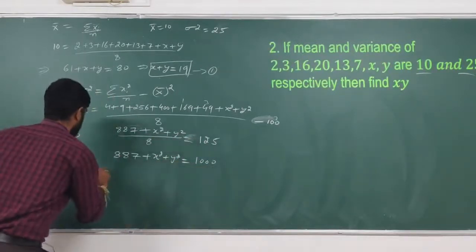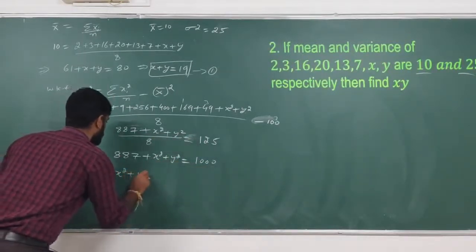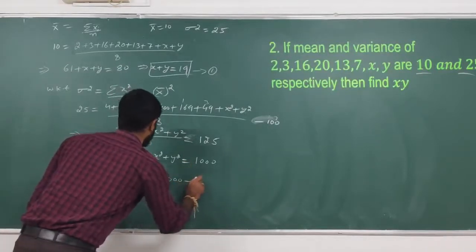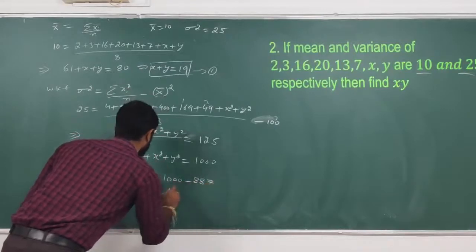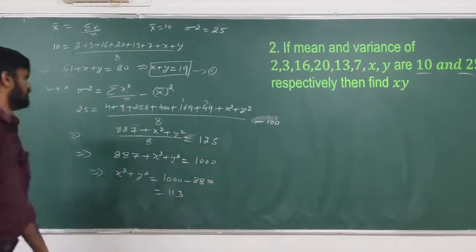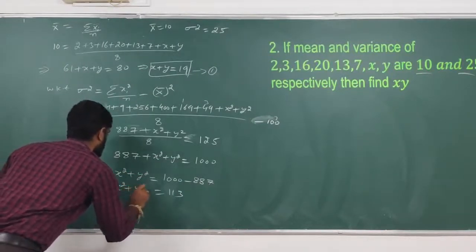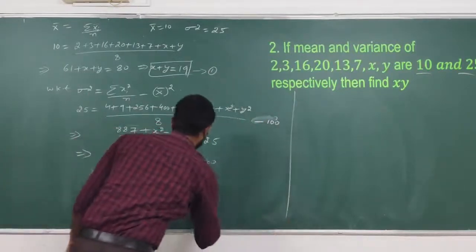Okay. So now we get the value of x square plus y square. That is 1000 minus 887, which is 113. So x square plus y square is 113. Now call this equation 2.